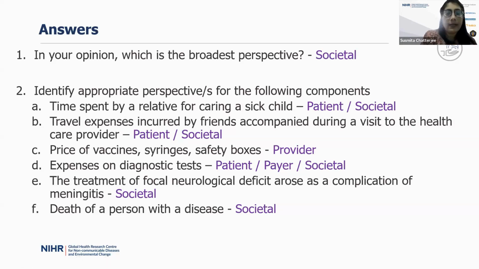Hope that you have a clear idea of which perspective you should be taking while doing a cost analysis, and you probably appreciate why I spent more than half an hour talking about this, just because it is so important, because you have to figure out which cost I should take into this and which cost I should ignore based on my perspective.